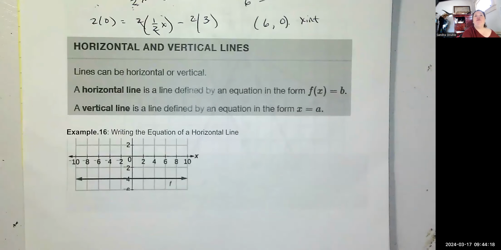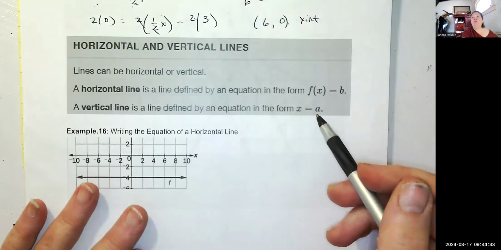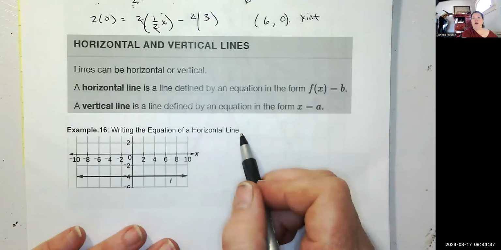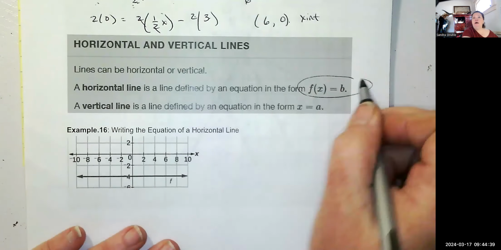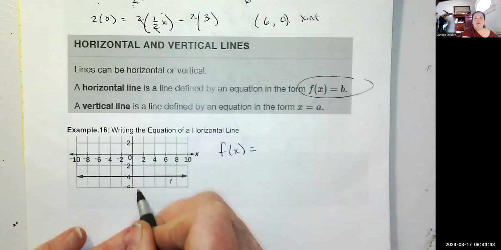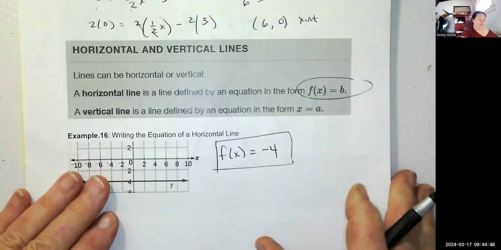All right, horizontal and vertical lines. Lines can be horizontal or vertical, not functions, lines. A horizontal line is defined by an equation of f of x is equal to b. It just means that y equals the y-intercept. A vertical line is a line defined by an equation of x equals a constant, a. Write an equation for the horizontal line. Well, a horizontal line is f of x equal to whatever the y-intercept is. And in this case, it's negative 4. There is our equation.